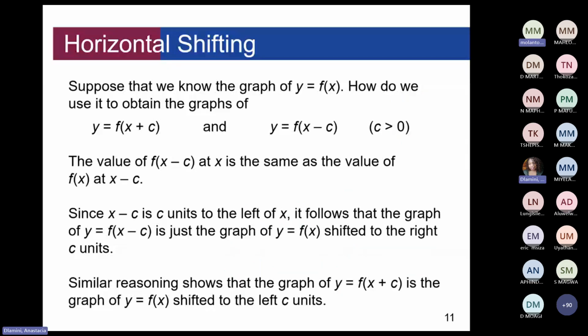So there we go. Suppose that we know the graph of y equals f of x. How do we use it to obtain the graphs of f of x plus c and f of x minus c for c greater than 0? You need to be very careful now. Remember for vertical shifting, when I add, where do I go? Up, isn't it? Yes, ma'am. When I subtract, I go down.